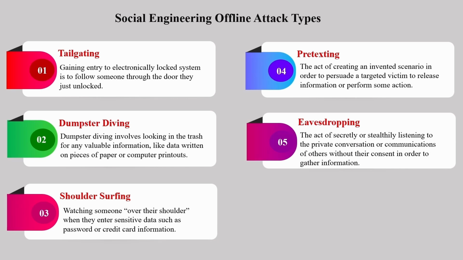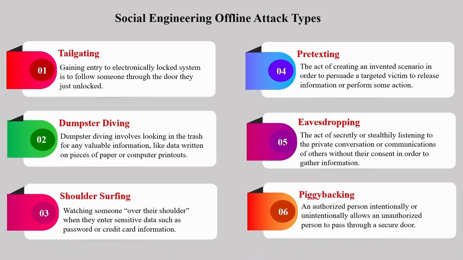Fifth one is eavesdropping. So basically, it's an act of secretly listening to the private conversation or communication of others without their consent in order to gather information. Sixth one is piggybacking. An authorized person intentionally or unintentionally allows an unauthorized person to pass through a secure door. So these are the social engineering online and offline attack types. I hope you understand it, guys.